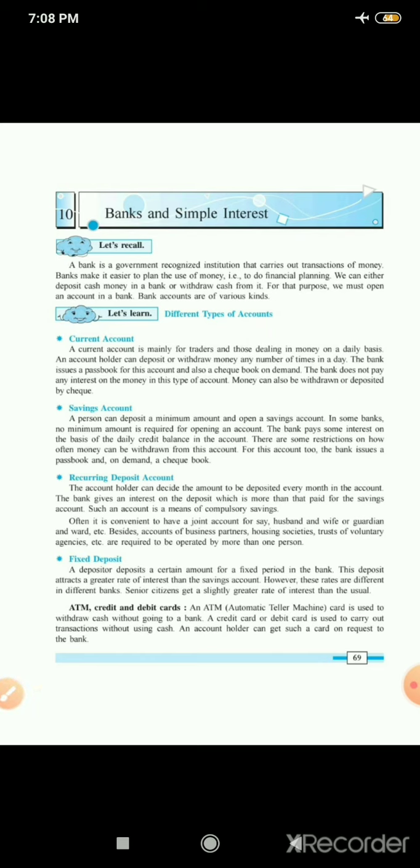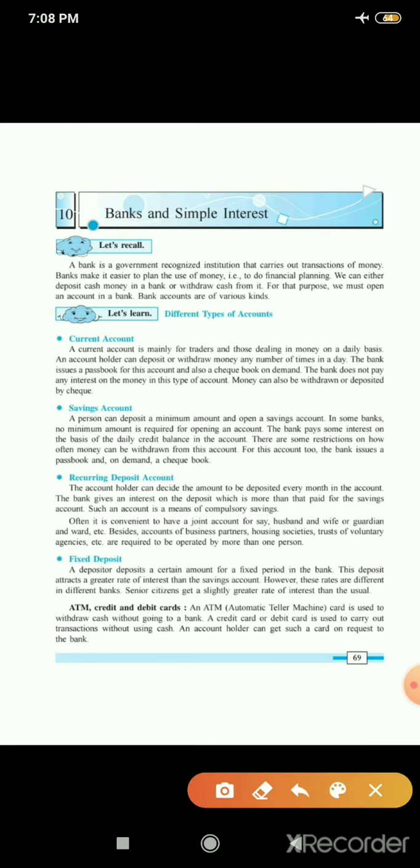Now, ATM, credit and debit cards. An ATM, that is, automatic teller machine, card is used to withdraw cash without going to a bank. Nowadays you are quite familiar with ATM cards, and now we are having cashless transactions. People, due to COVID, are not visiting the banks often. They are trying to do net banking, mobile banking, etc. in order to avoid contact. A credit card or a debit card is used to carry out transactions without using cash.